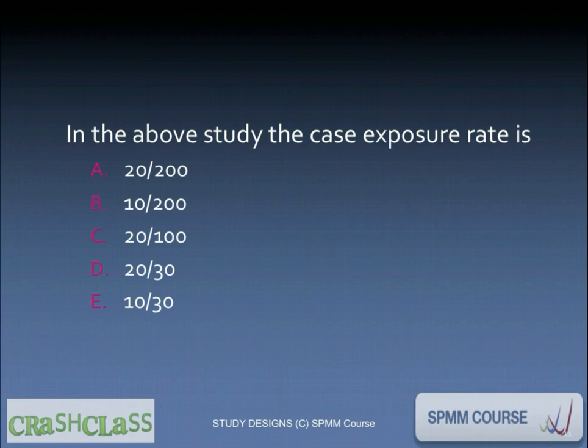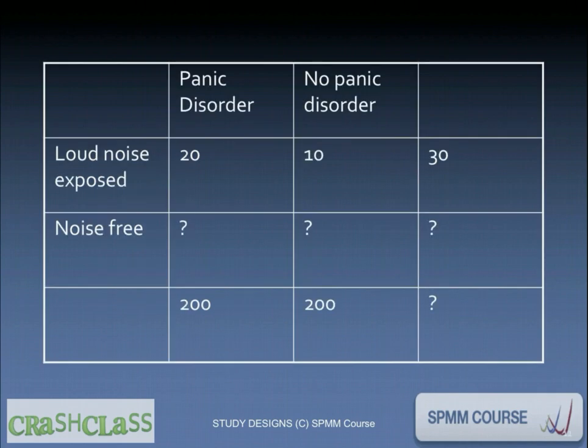In the above study, the case exposure rate is: 20 by 200, 10 by 200, 20 by 100, 20 by 30, 10 by 30? How do you calculate the case exposure rate? We have to draw a 2x2 table. We have to draw a 2x2 table to extract the case exposure rate and also other calculations.